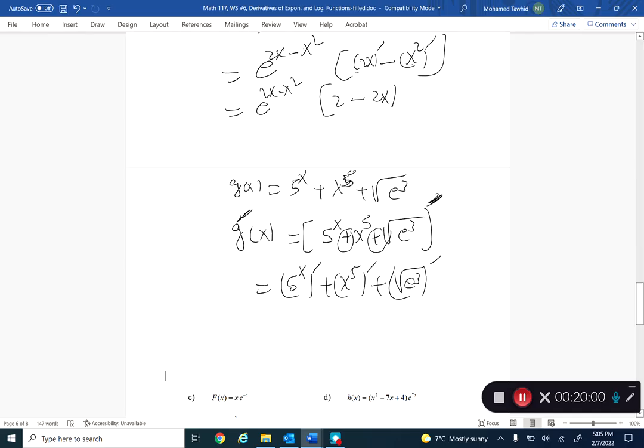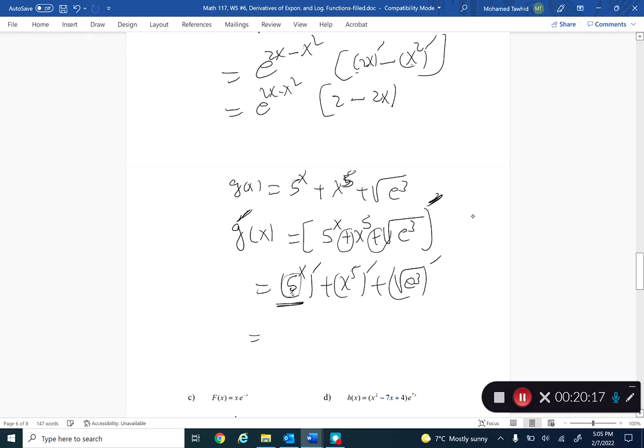Oh, you have 5 to the power what? x. What is 5 to the power x? 5 to the power x means it's exponential. How did you know it's exponential? Because 5 is your base, and your base is a positive number, which is 5. So now that is the derivative of an exponential.